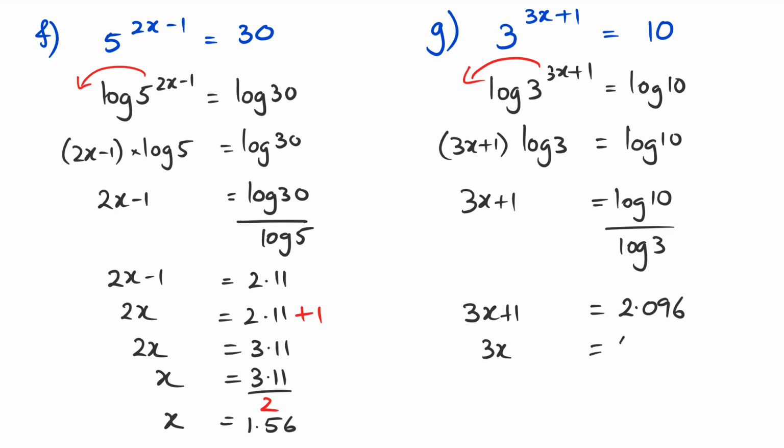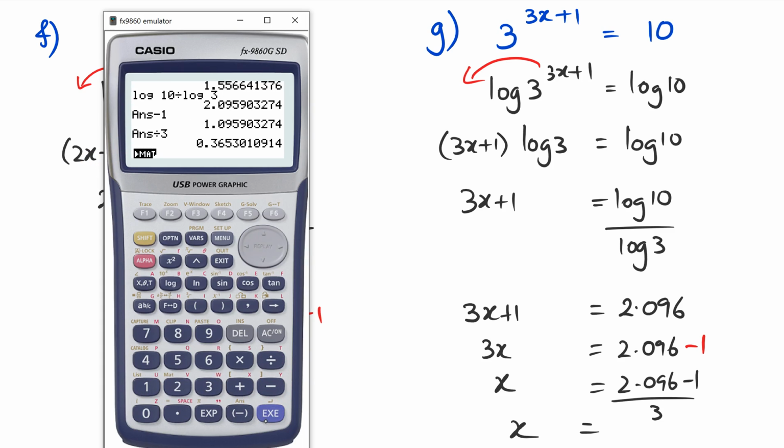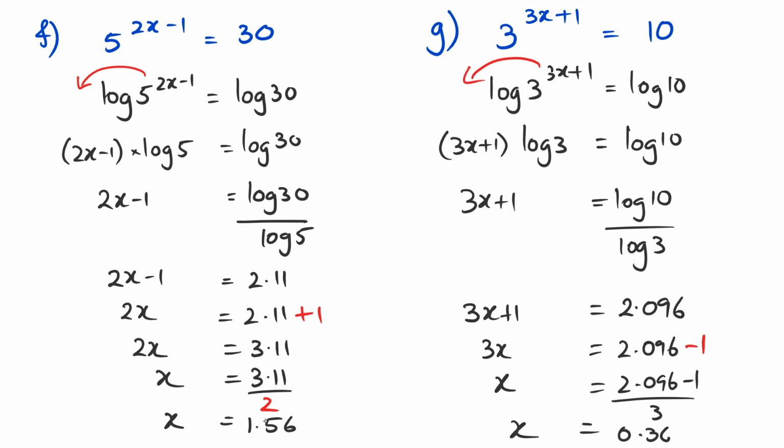And then 3x is equal to 2.096 minus 1. And then x is equal to 2.096 minus 1, divided by 3. So all of this can be done in one shot. So our x should be 0.365. Okay? Or if you were putting 0.37, it's not bad at all. So that's basically what it is.